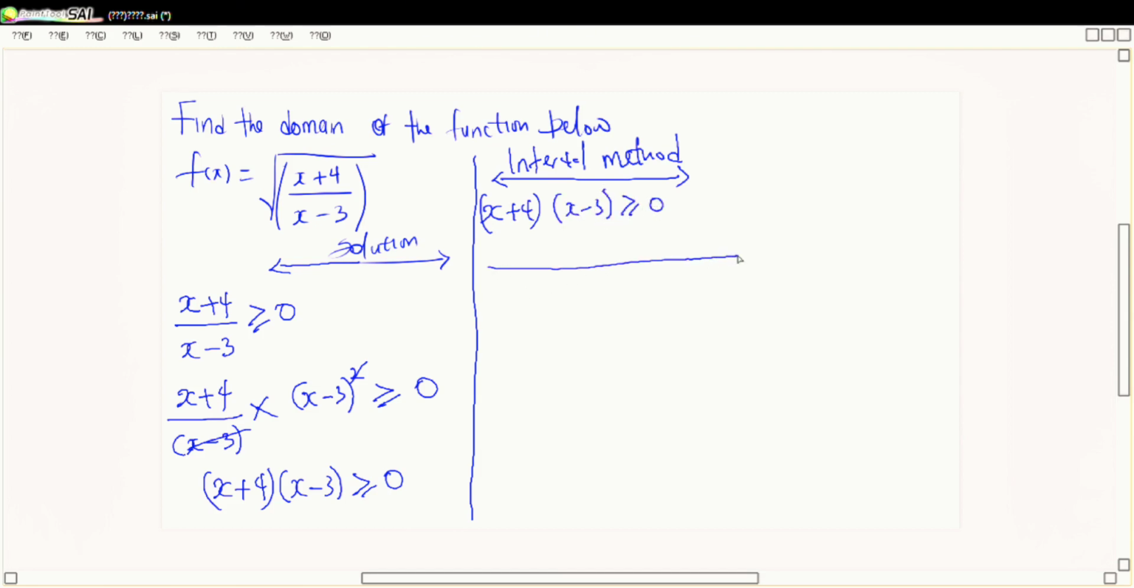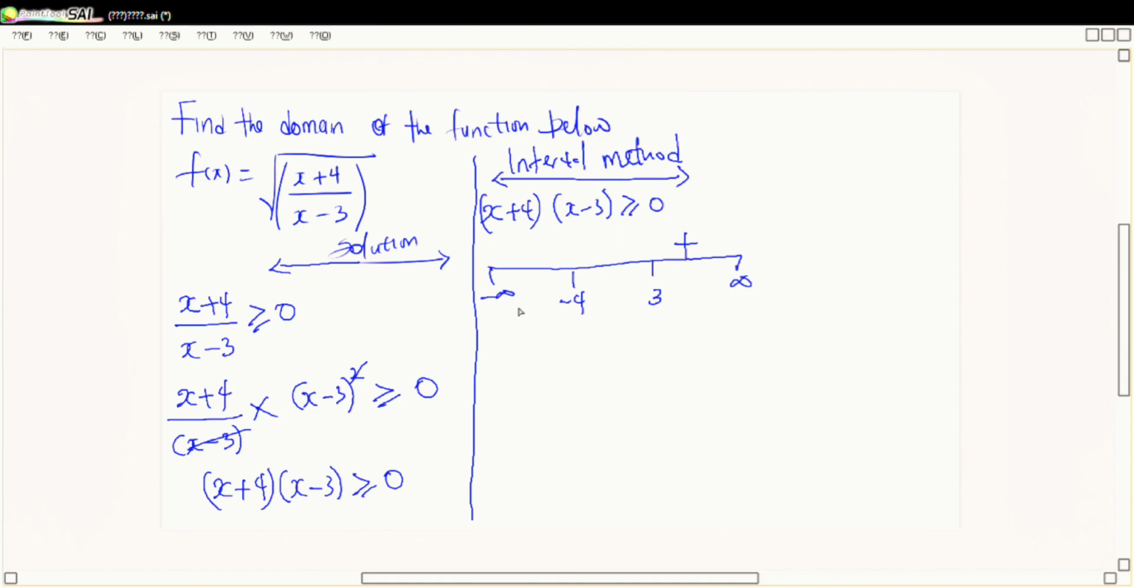I'm going to draw my interval. This is infinity, this is minus infinity, this is 3, and this is minus 4. How do I get that? I equate them to 0. So from there, let's pick a number between 3 and infinity. Let's say you pick 100. Insert x to be 100. This side will give you a positive answer, and that will be plus.